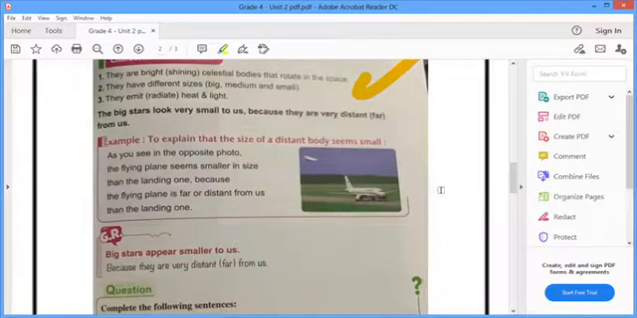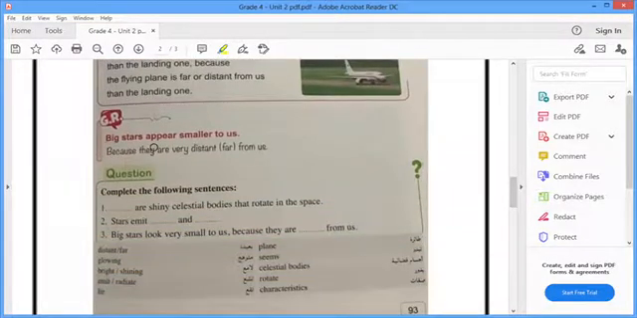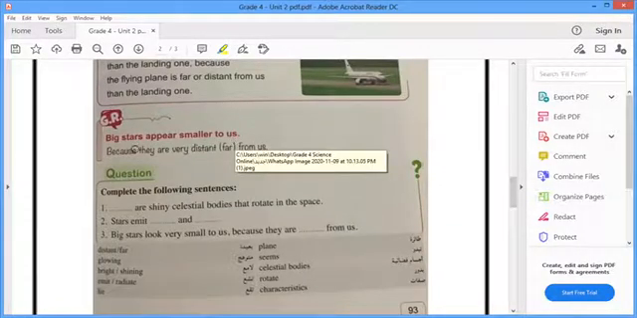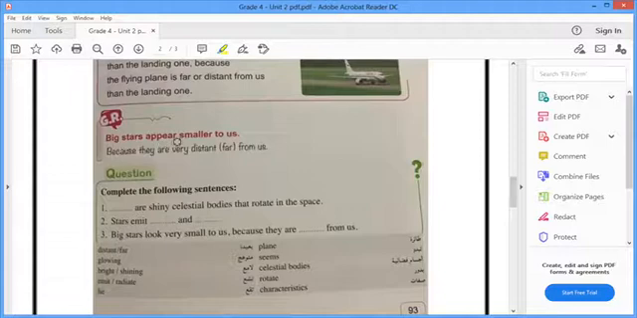And so when I look at the sky at night, I see the stars very small. Why? This is my question. The answer is because they are very distant or very far from us. And this is a very important question. Give reason: big stars appear smaller to us. Why? Big stars appear smaller to us because they are very distant or far from us.